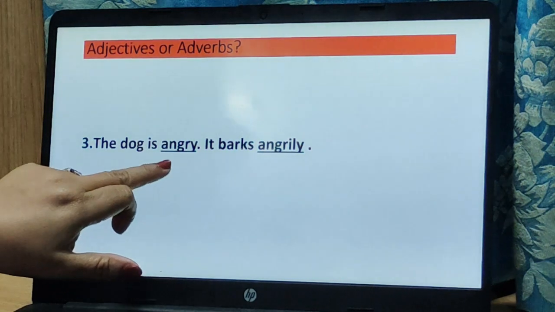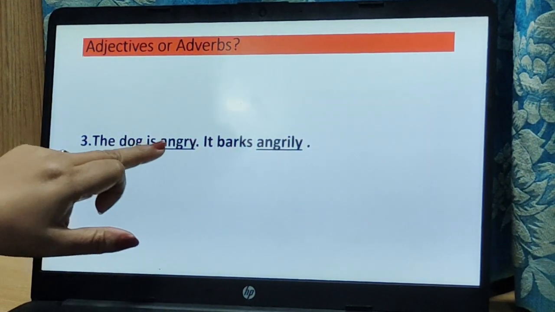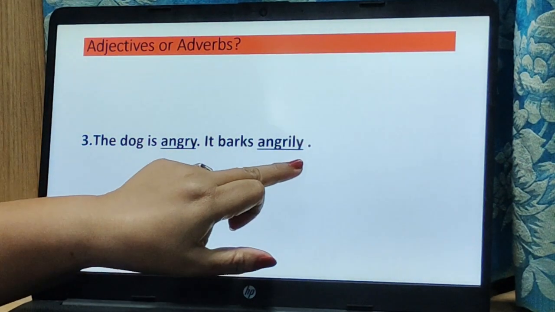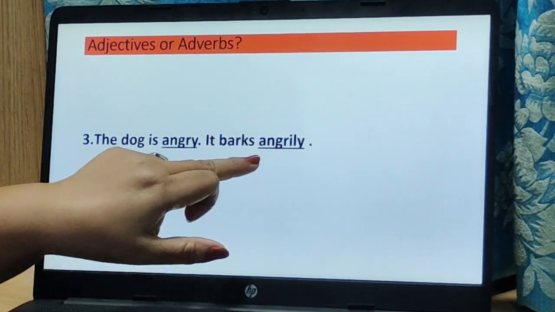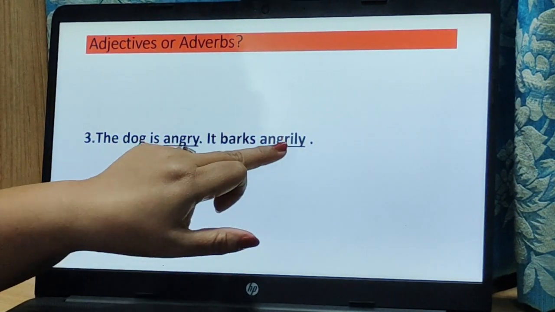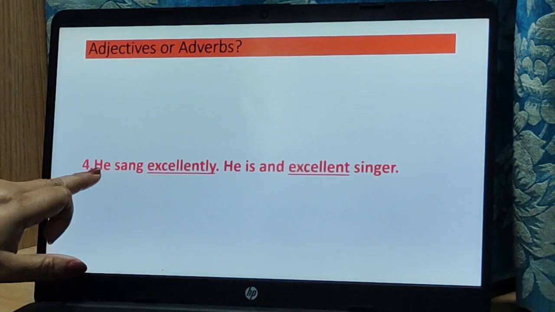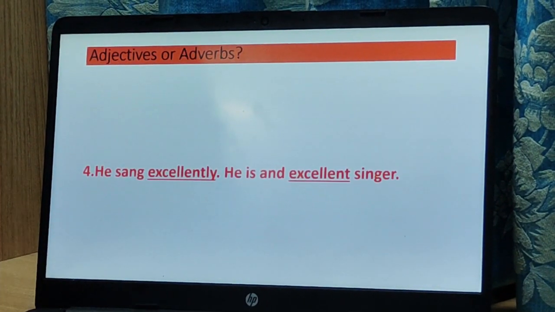Again, the dog is angry. How is the dog? It is describing the dog. It is angry. It is an adjective. It barks angrily, right? So how does it bark? It barks angrily, and hence it is ending in ly also. It is an adverb.